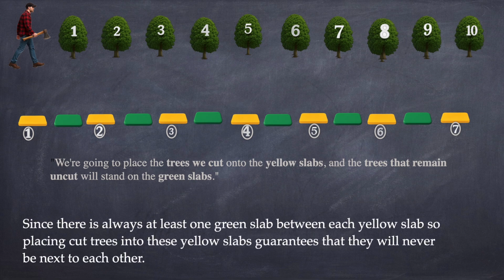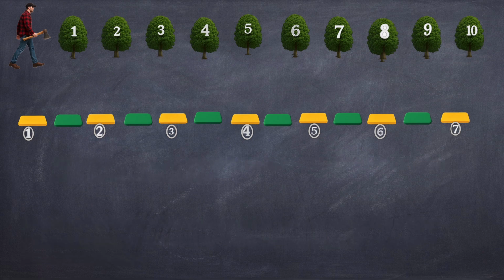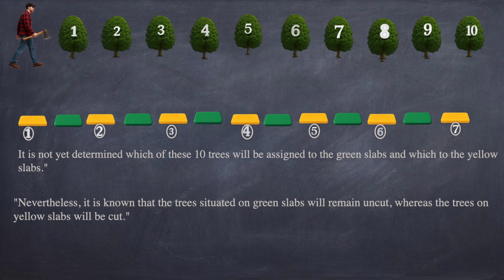Since we have only 4 trees to cut, we select any 4 out of the 7 available yellow slabs. Because there is always at least 1 green slab separating each yellow slab, placing the cut trees on these yellow slabs ensures that no 2 cut trees are ever side by side. We have not yet decided which of the 10 trees will go onto the green slabs and which will go into the yellow slabs. However, we do know that trees placed on green slabs will remain uncut, while those placed on yellow slabs will be cut.